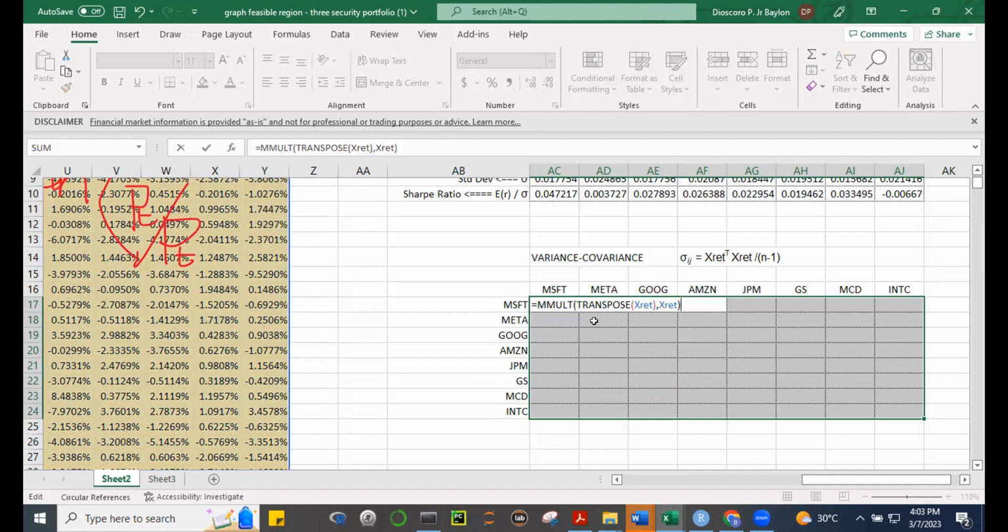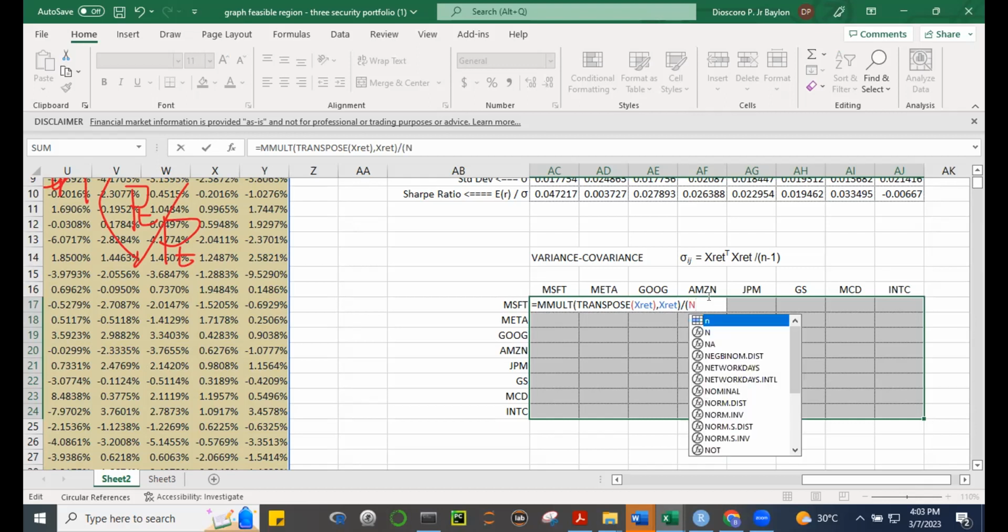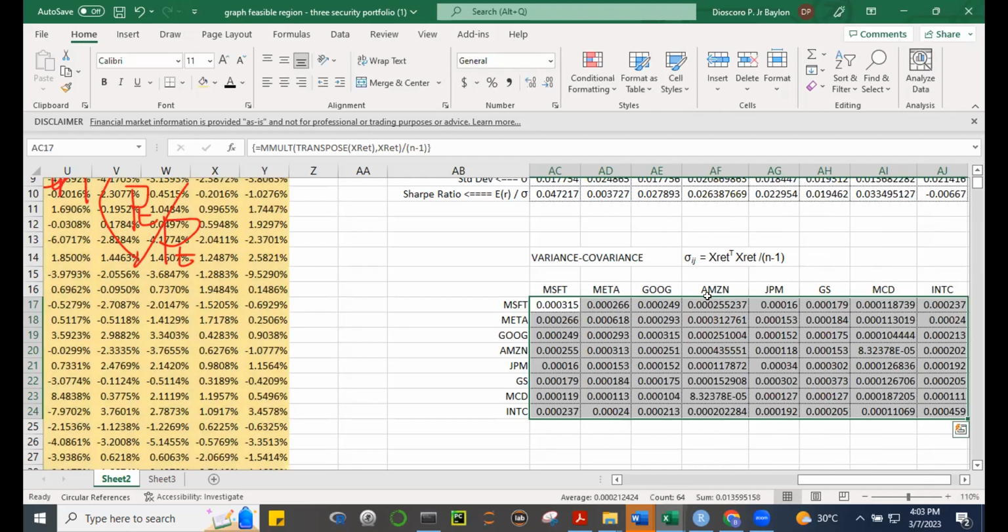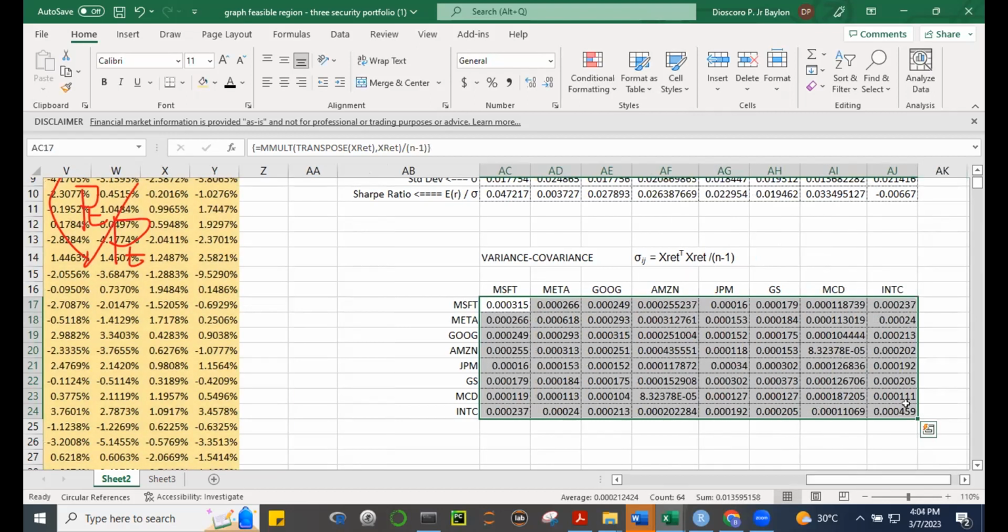Okay? So transpose of XRET with XRET, that's matrix multiplication. Okay, and then we divide it by n minus 1. We have our n, right? N is the count minus 1. Close. Okay, and then what you do here is, because it's a matrix, you press Control Shift Enter. Control Shift Enter at the same time. There. Okay, so this is now your variance covariance.